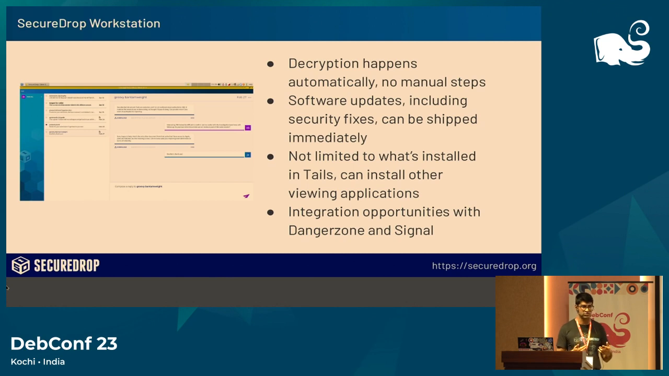You can't install extra software packages if you need to view some esoteric file type. Here, because we can still install software, we can make it available to view, even though it's offline virtually. And this also provides integration opportunities with Danger Zone and Signal. So once you receive a document, you can run it through a sanitization step before you view it. Or if you've received a document or a message and you want to send it to your colleagues via Signal, you can immediately just pop it into Signal.